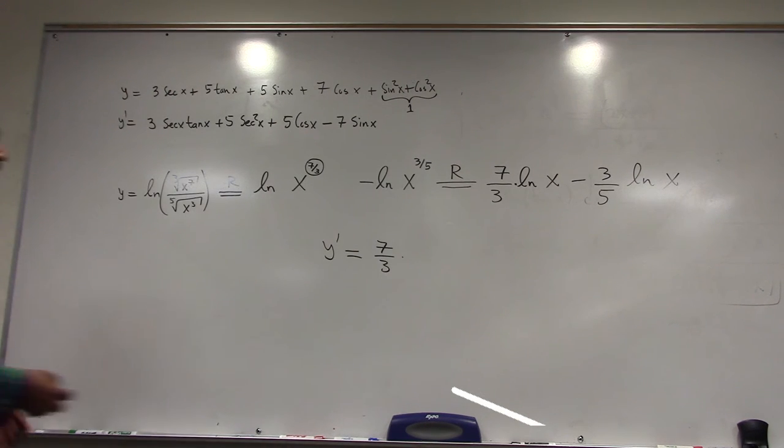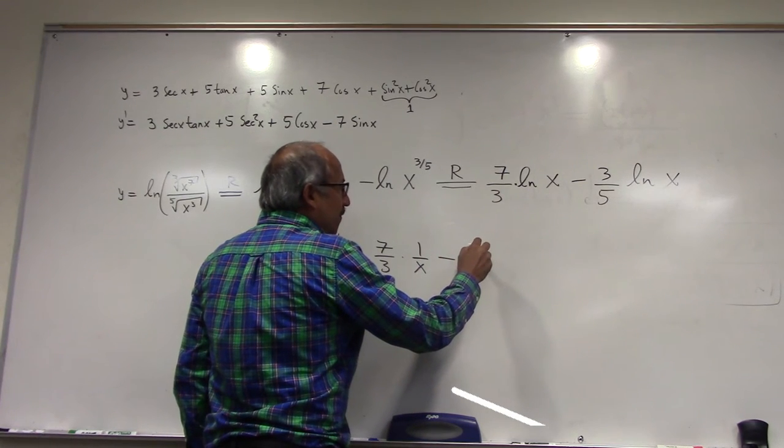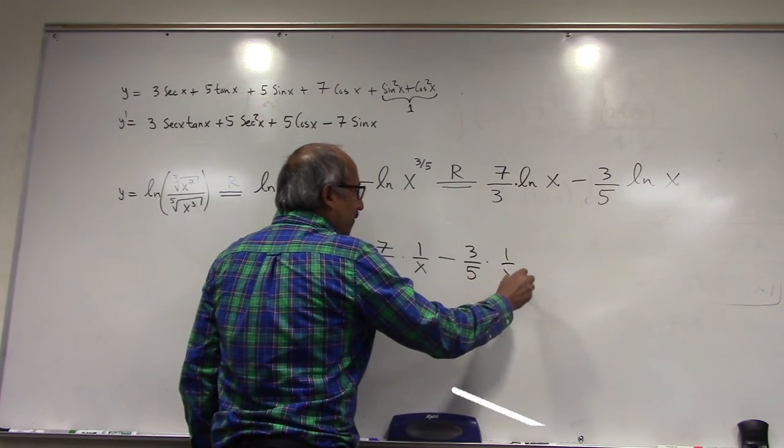Ln of x. Gosh, you're getting better. You're ready for a test. No. Minus 3/5 times ln of x. And that's the final answer.